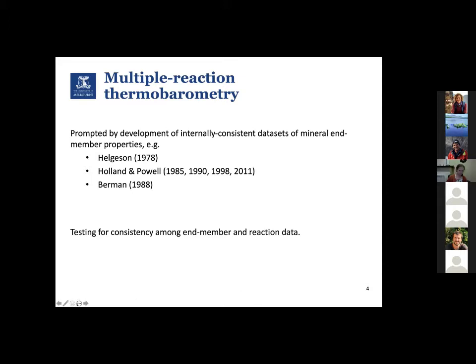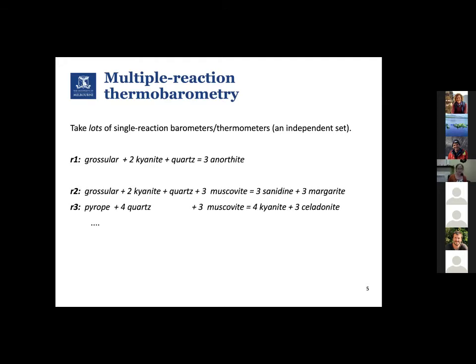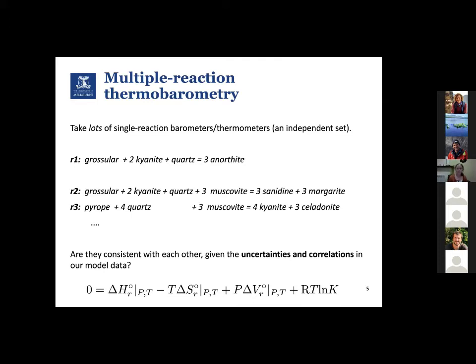I think we're stuck going on there. Oh, let's advance manually. Okay, so the idea with multiple reaction thermobarometry is that instead of taking our single reaction, we can add to that a number of other reactions, adding some end members in there. We can ask, are they consistent with each other, given the uncertainties and the correlations in our model data? When I speak of our model data, I'm talking about parameterizations that involve, for example, the enthalpy change of one of these reactions among end members, the entropy change, and of course, a lot of other stuff going on inside this value K, our equilibrium constant.